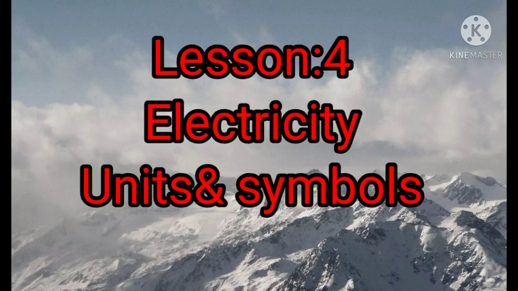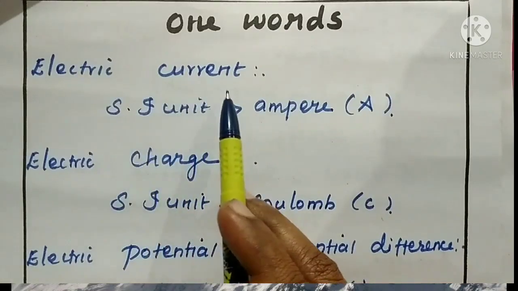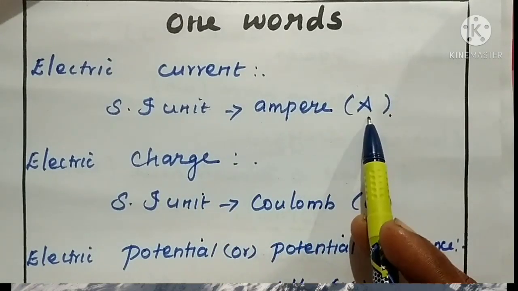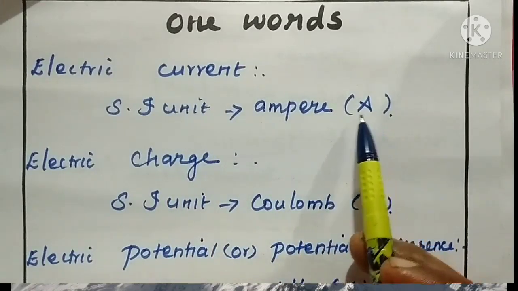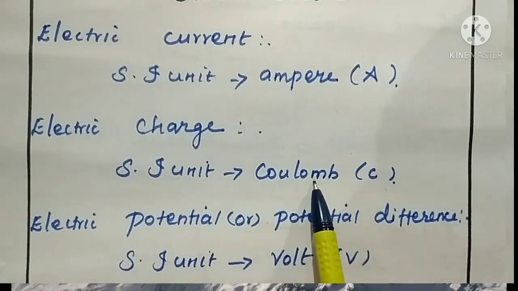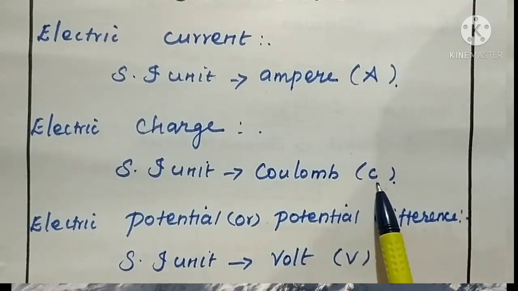In this lesson, you all know that many units, symbols and formulas are there. So first we are going to learn the units and the symbols. The SI unit of electric current is ampere, and the symbol is A. Second one, electric charge. The unit is coulomb, and the symbol is C.